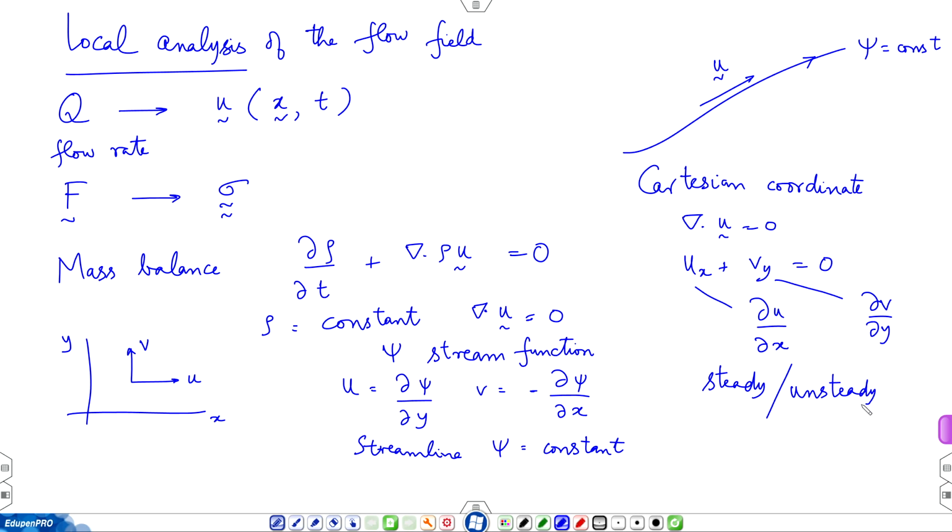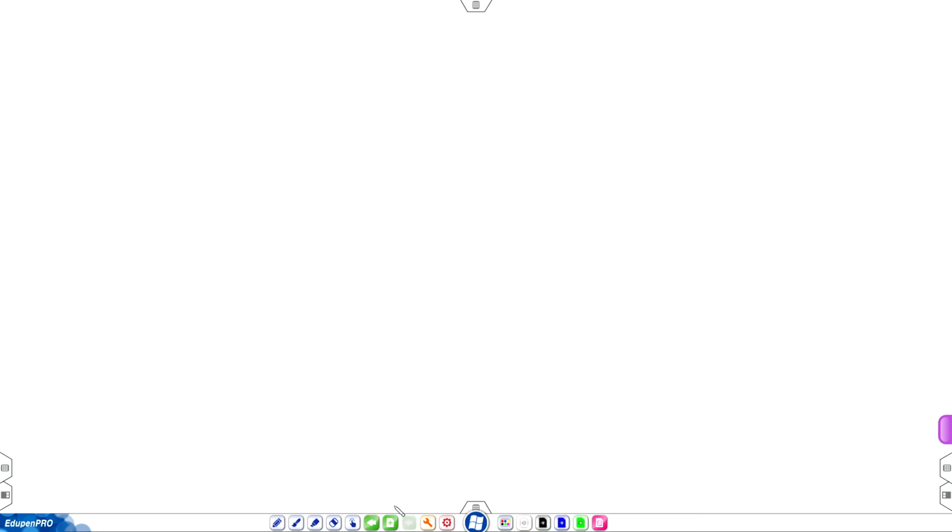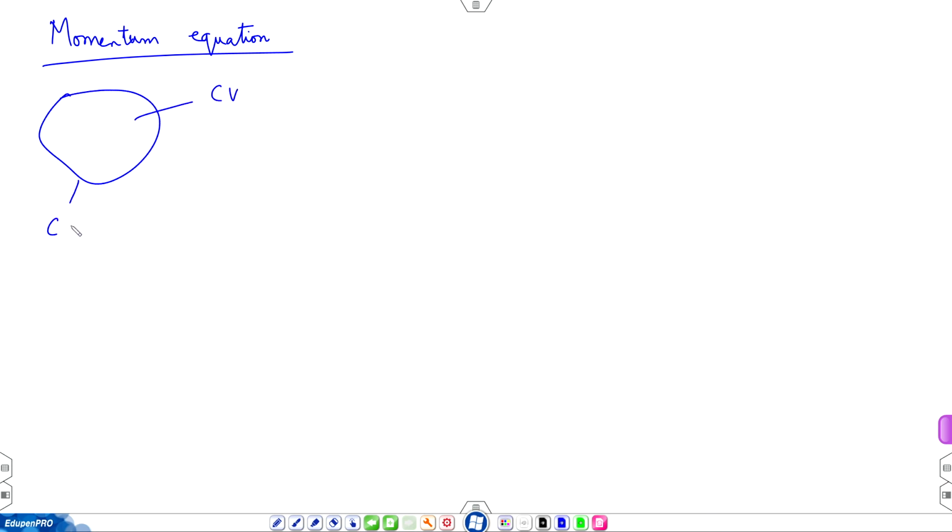All right. So, this is mass balance. Then we go to the momentum equation. So, just recall that this is your control volume, this is control surface, and there is a flow field that is being analyzed, and then we had the momentum equation written as sum of all external forces equal to essentially mass times acceleration evaluated over the control volume.